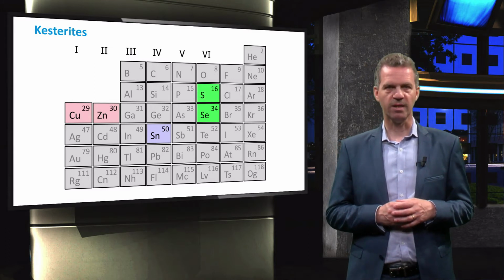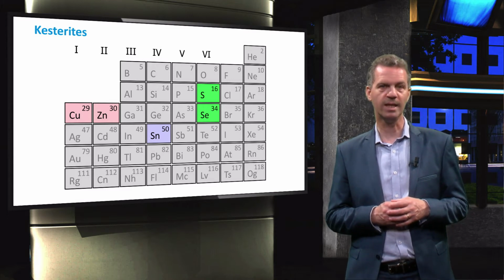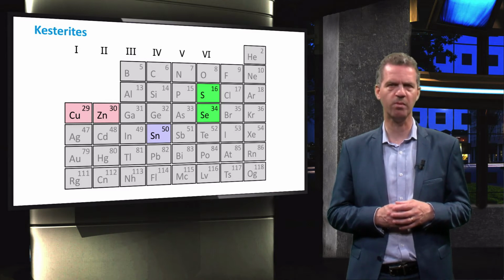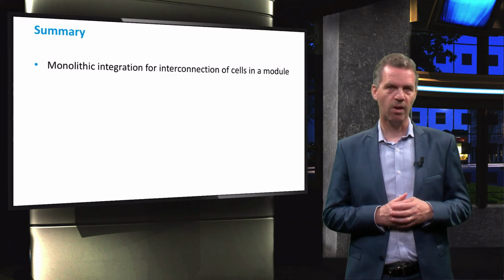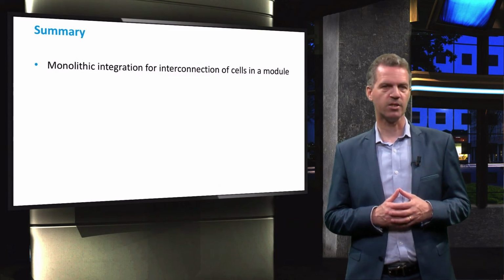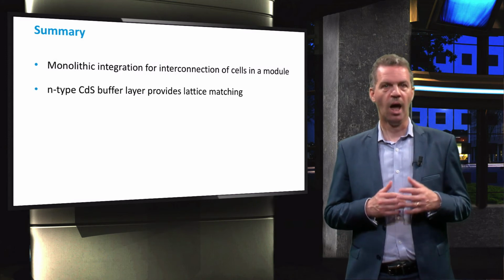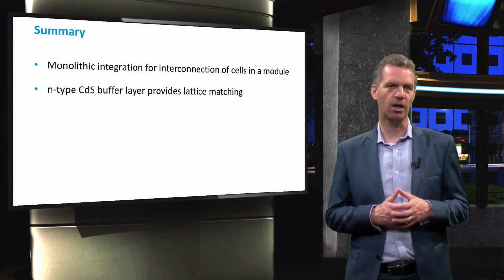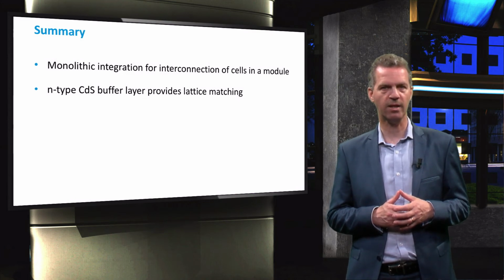The highest conversion efficiency of a cell based on this non-toxic and abundant semiconductor material is 11% on lab scale as presented by the IBM group in 2012. To summarize this video, we have discussed that thin film CIGS solar cells can be interconnected by monolithic integration. The N-type cadmium sulfide buffer layer is placed in between the front TCO and the absorber layer to provide lattice matching as well as to create a heterojunction with the P-type CIGS layer.